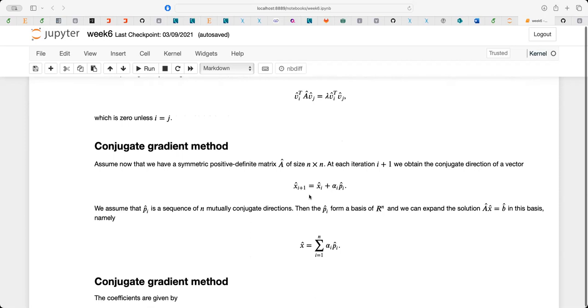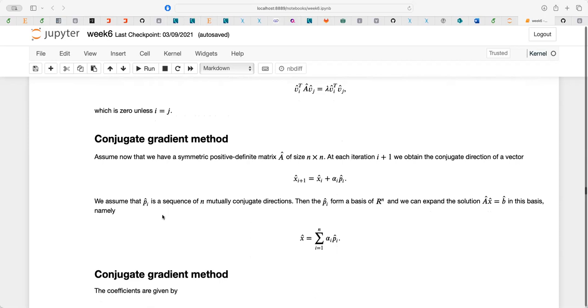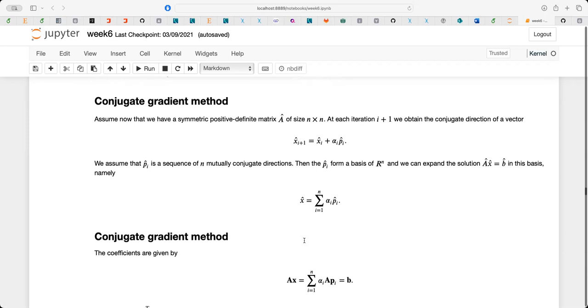iteration which we are going to do. We assume, as we did in the steepest descent, that there is some kind of remainder multiplied with some parameter alpha. We assume that P of I is a sequence of n mutually conjugate directions. So in a certain sense, we are assuming that this forms a basis, and that basis is something which we can expand this quantity in.